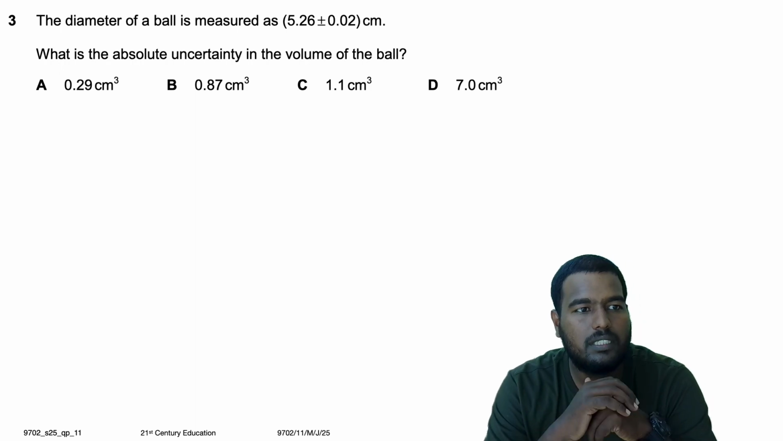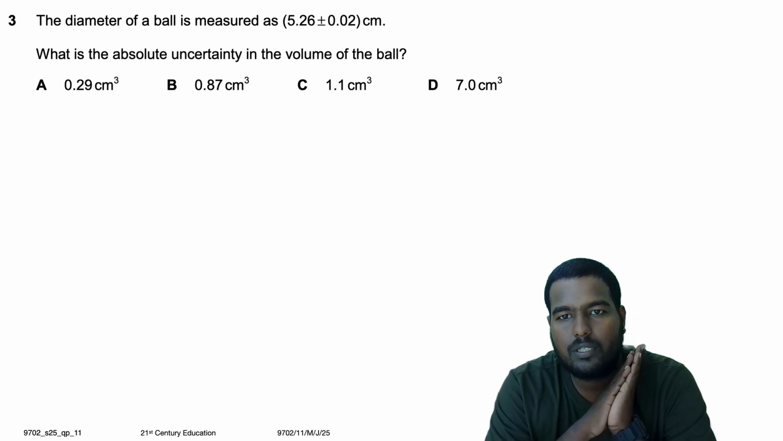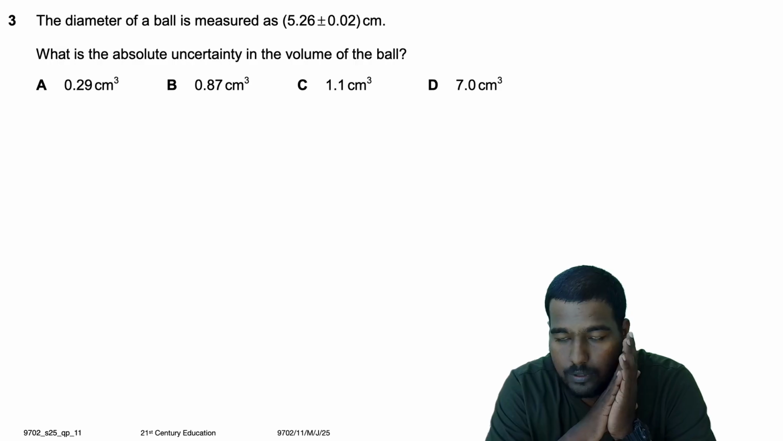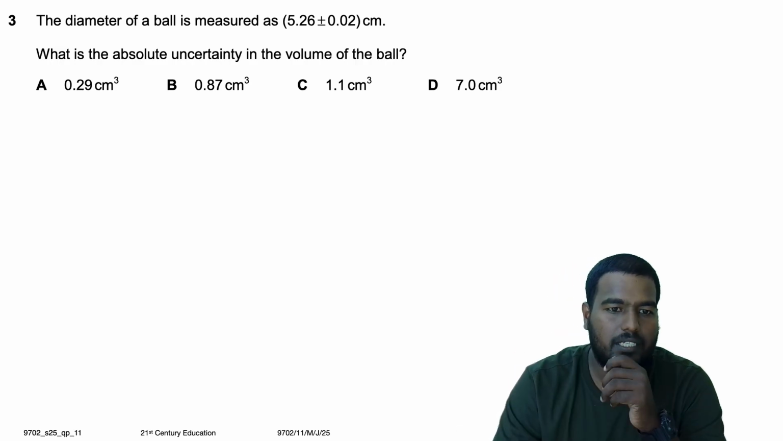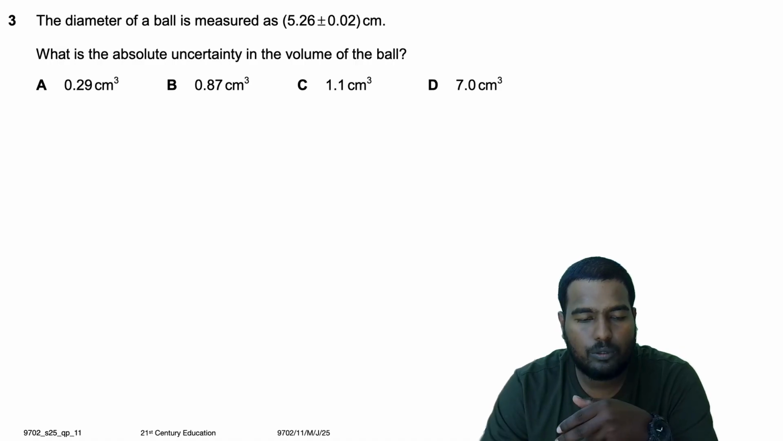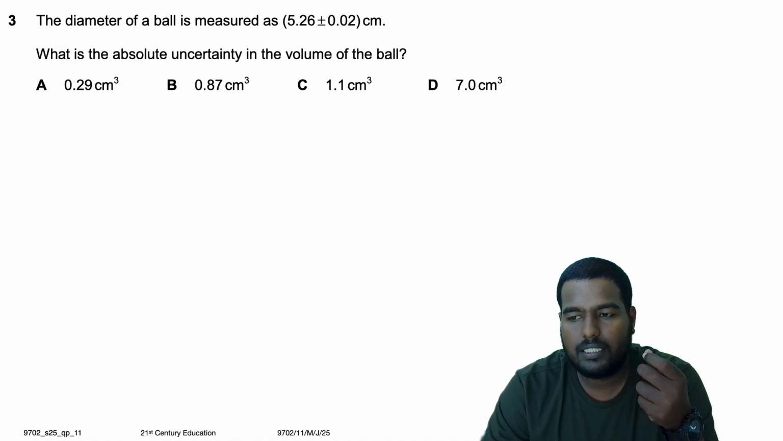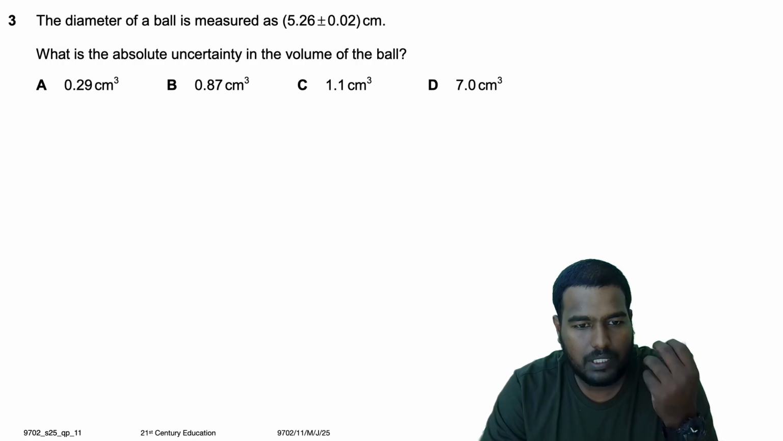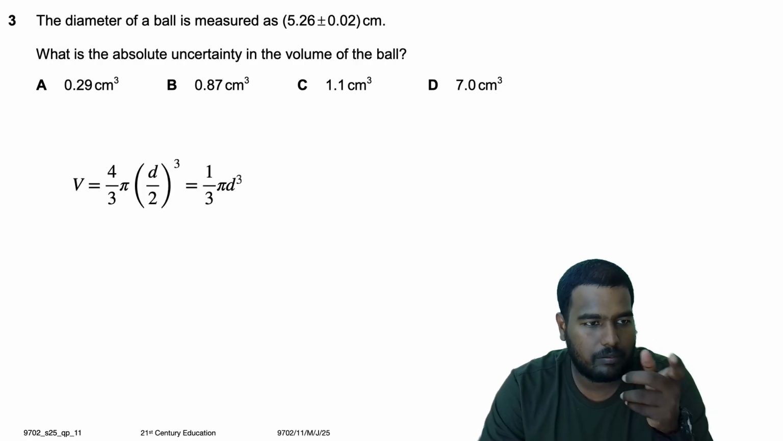The diameter of the ball is measured as 5.26 centimeters. What is the absolute uncertainty in the volume of the ball? So first we have to find the volume of the ball. We cannot use 4 by 3 pi r cubed because only the diameter is given, not the radius. So we'll convert the formula to diameter. You know this formula already.